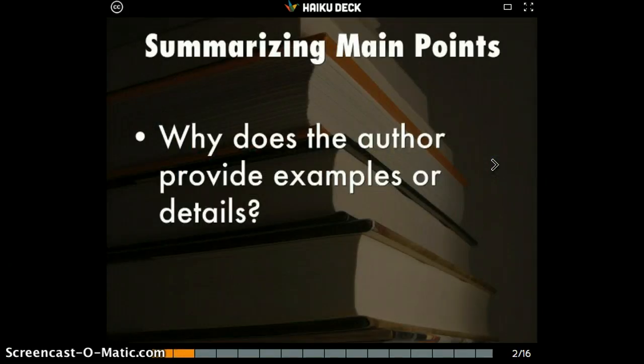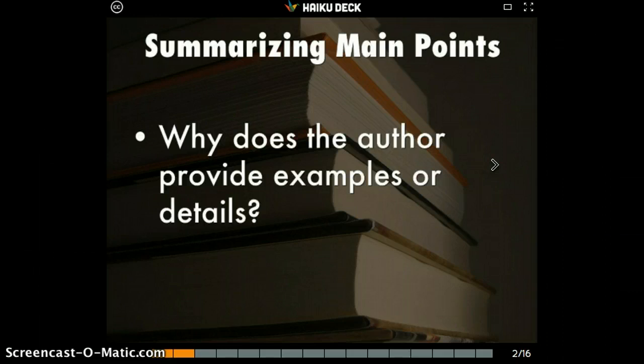So, you know that in your summary you have to give your audience the main points. And that's sometimes difficult to do. Once you've given your reader the main ideas of each section of the article, how do you give them any more information about what the author is saying, and more specifically, how he or she is saying it? So this presentation was created to help you think about why the author provides certain examples or details.